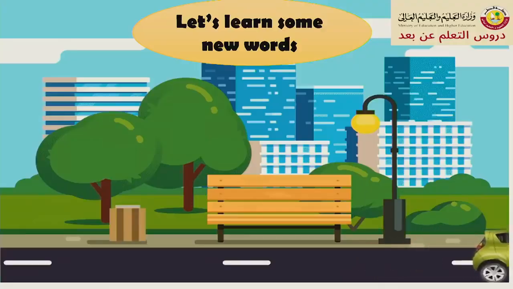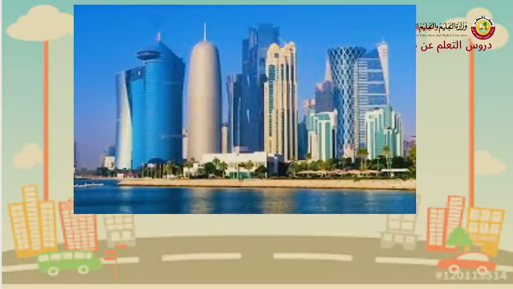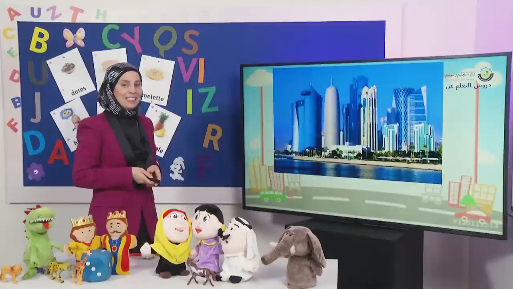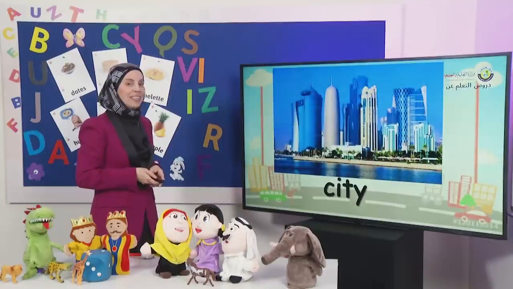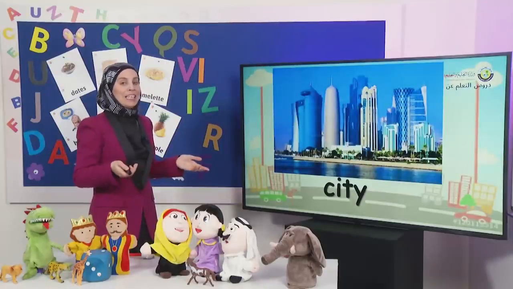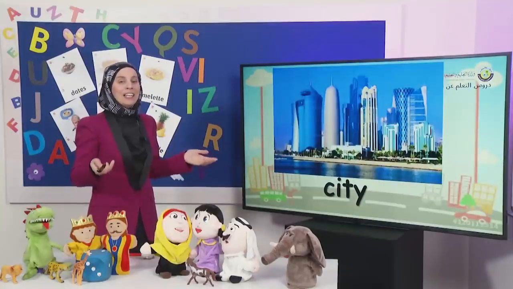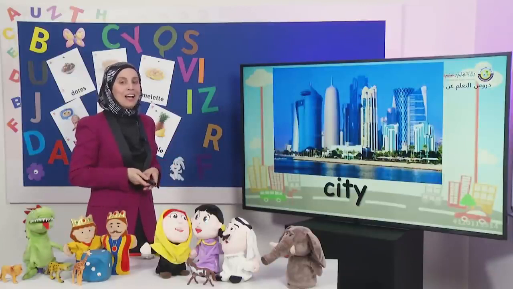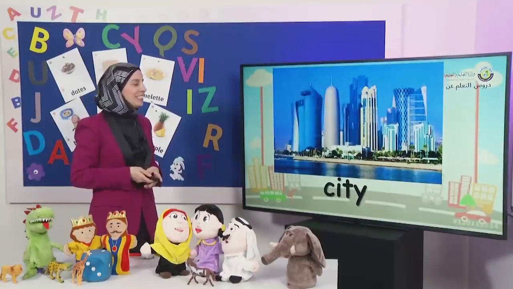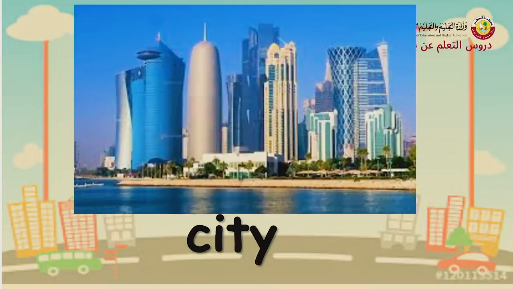What's the first picture? Look well. What can you see? Excellent. It's Doha city. Doha is in our country. Yes, I love Doha city. I love Qatar. Excellent. Now let's see what we have next.